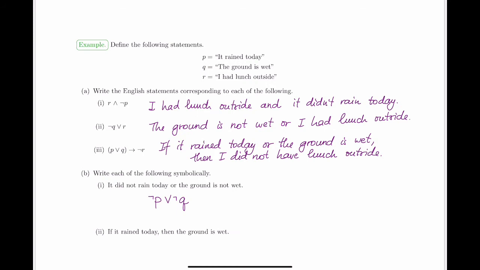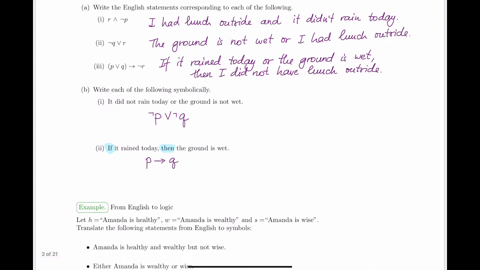Similarly for the next one, we're going to match the statements that we have here to the ones we have defined and then see what operations we need to use to connect them. If it rained today, then the ground is wet. You immediately notice this construction, if then, which corresponds, of course, to the implication. It rained today corresponds to the proposition P, so I have P on this side, and the ground is wet corresponds to the proposition Q on the other side. So if P, then Q. This one is pretty straightforward.